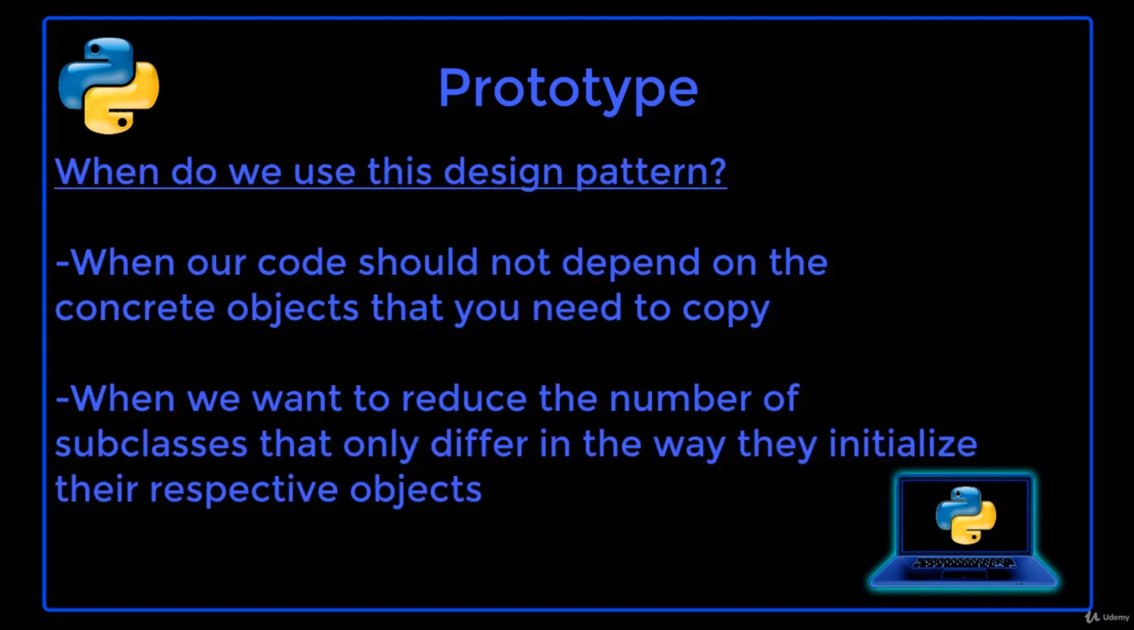When do we use the prototype design pattern? We use this pattern when our code should not depend on the concrete objects that you need to copy. We also use prototype when we want to reduce the number of subclasses that only differ in the way they initialize their respective objects. To implement the prototype design pattern, we create a prototype interface and declare the clone method inside of it. A prototype class must define an alternative constructor that accepts an object of that class as an argument. We can optionally create a central repository to store frequently used prototypes.